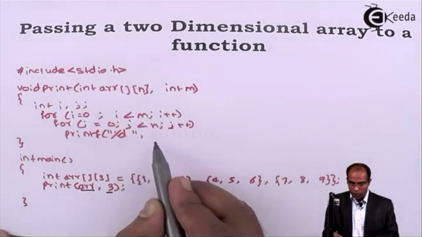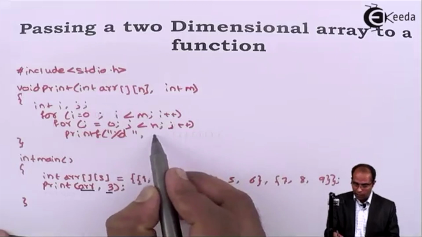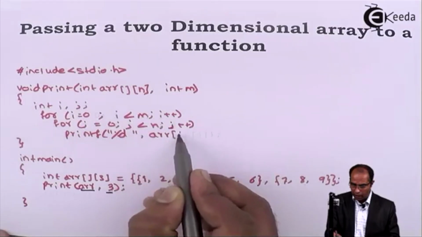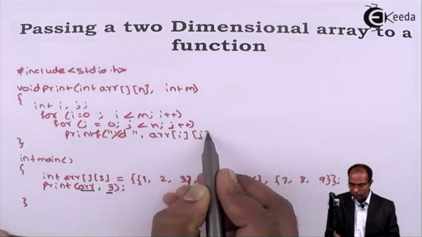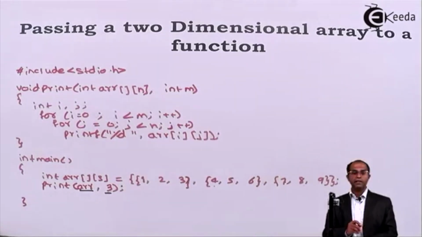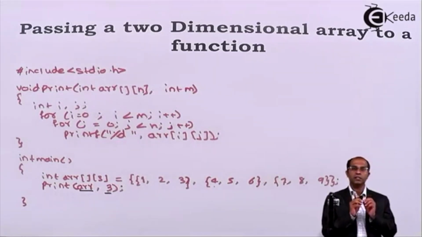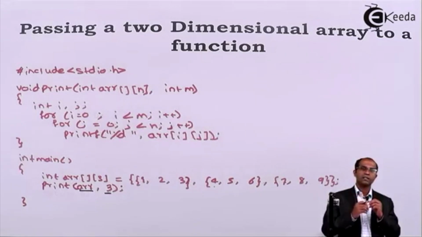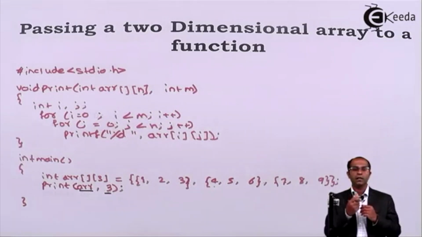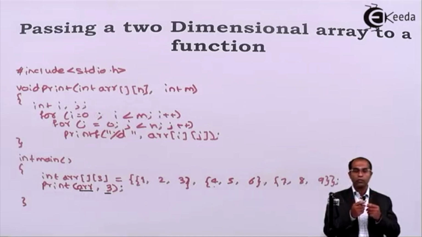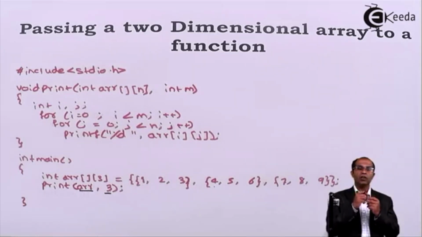Now at this place, I should use the conventions of array. The array conventions are what? Array of ij. Here in the entire discussion, I had not used any concept of pointers. We just passed the array. Automatically the numbers were calculated. Automatically the row was passed and the column was passed.